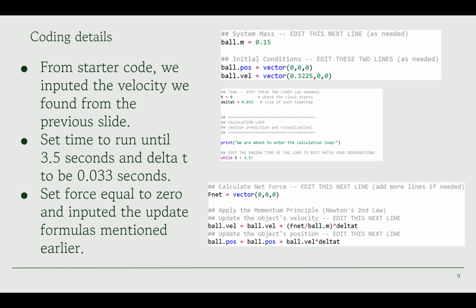From the starter code, we inputted the velocity we found from the previous slide. I set the time to run until 3.5 seconds and delta t to be 0.033 seconds. I set the force equal to 0 and inputted the update formulas mentioned earlier.